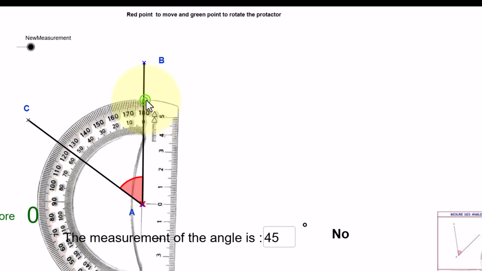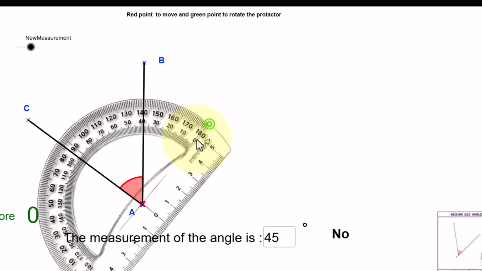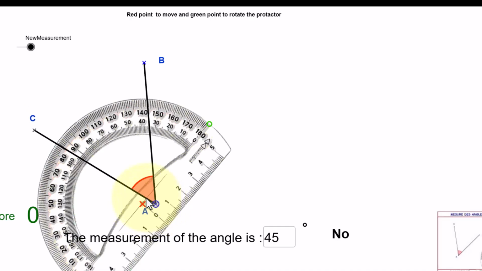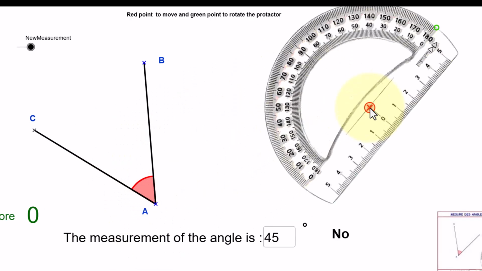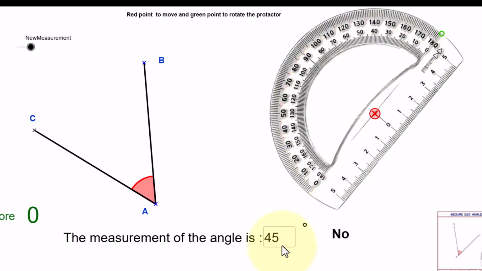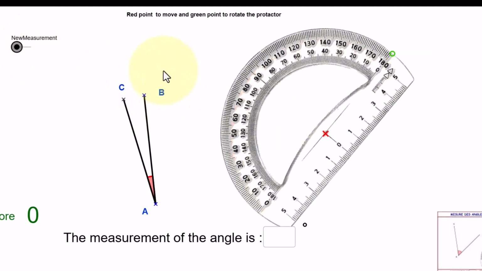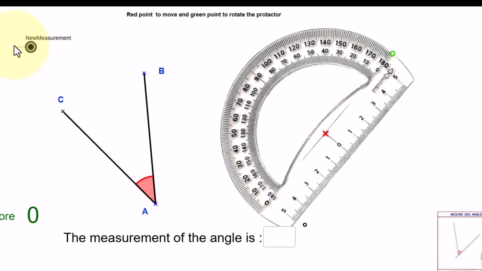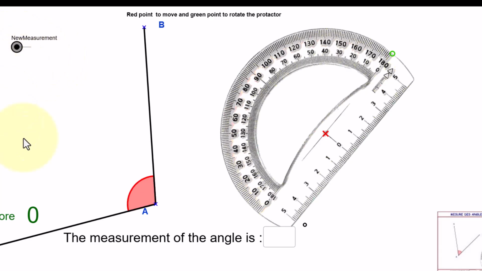Let's do another example. Let me take the protractor out. Now, if you want to change this example, you can always click on this new measurement. Just click on this slider and slide it. See, the value has changed. You can click and slide. Just keep sliding it. It will keep changing the angle measurement.